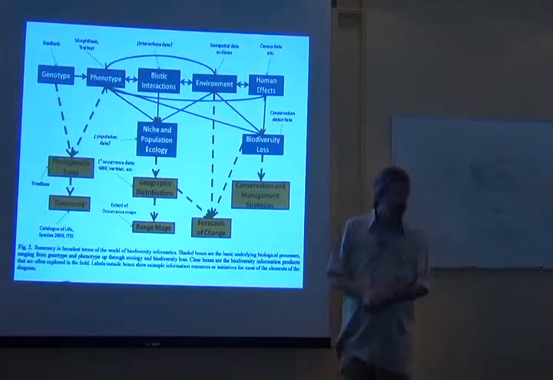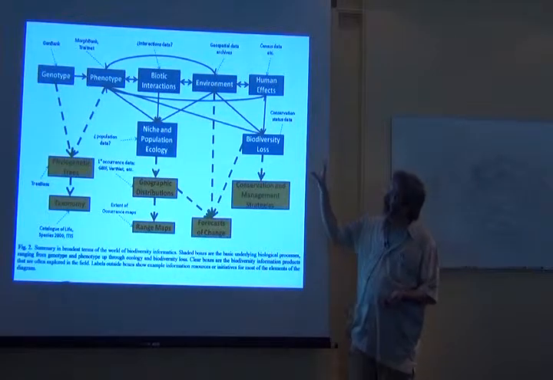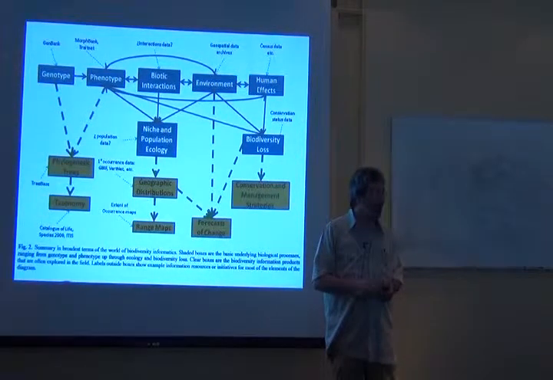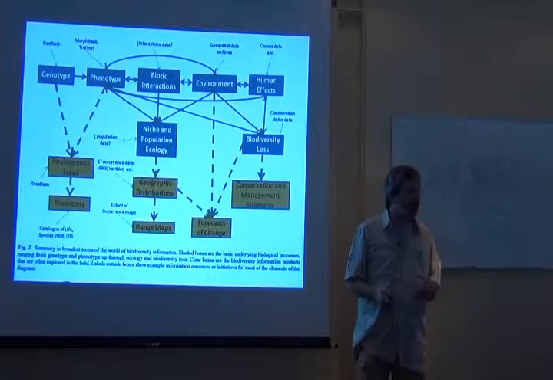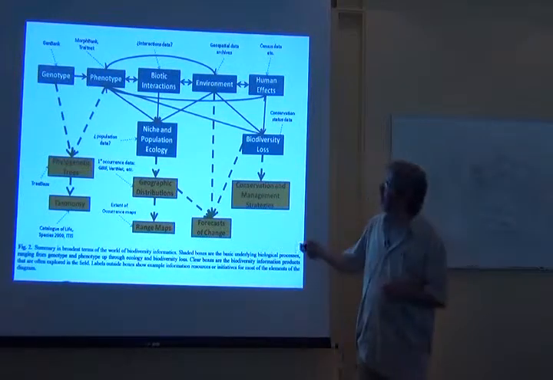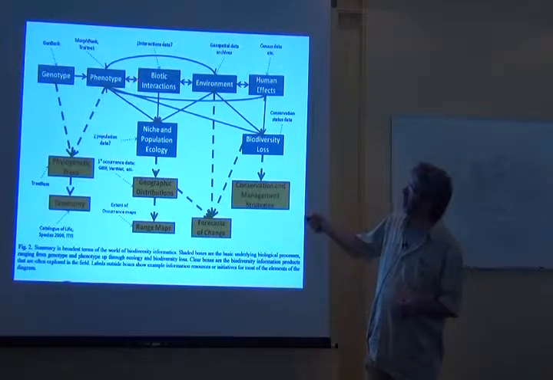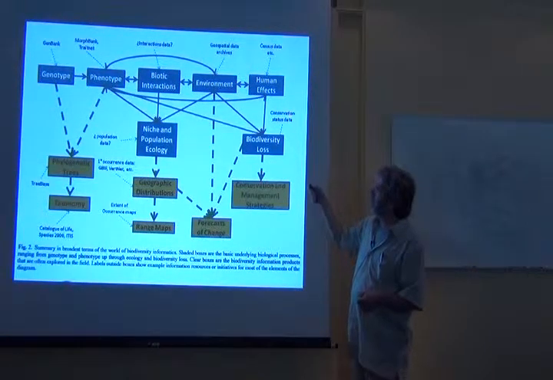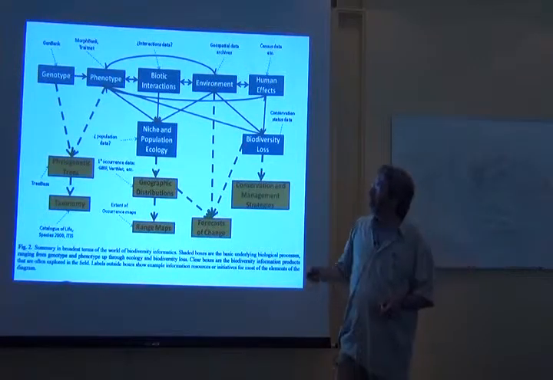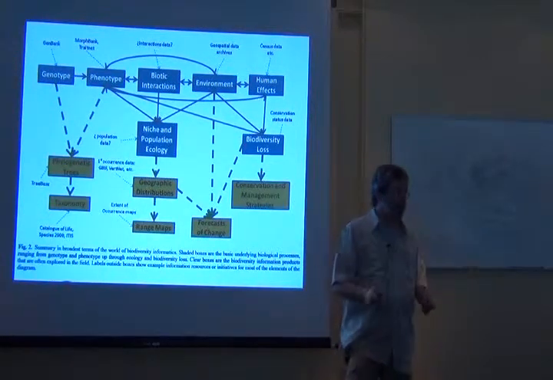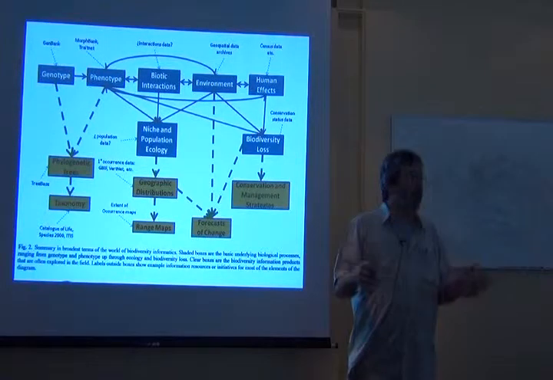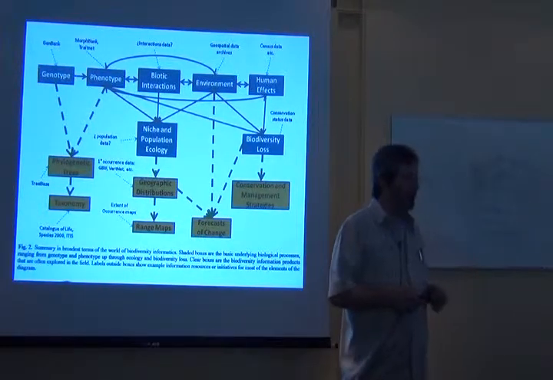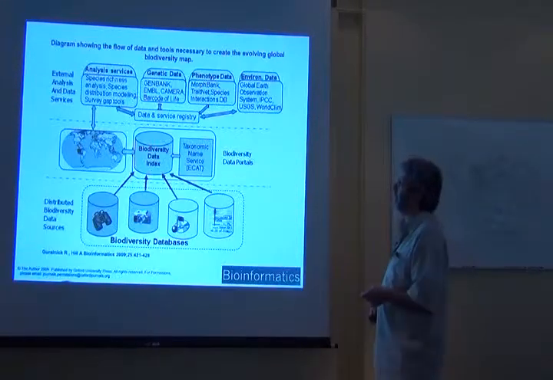So just to sum up a bit, biodiversity informatics is a very complicated field. Maybe I'll call it bioinformatics sensu lato. It goes from genotype through phenotype to kind of organismal things and then out to the environment and human influences. And so this whole spectrum is what we're talking about in some sense when we talk about biodiversity informatics.